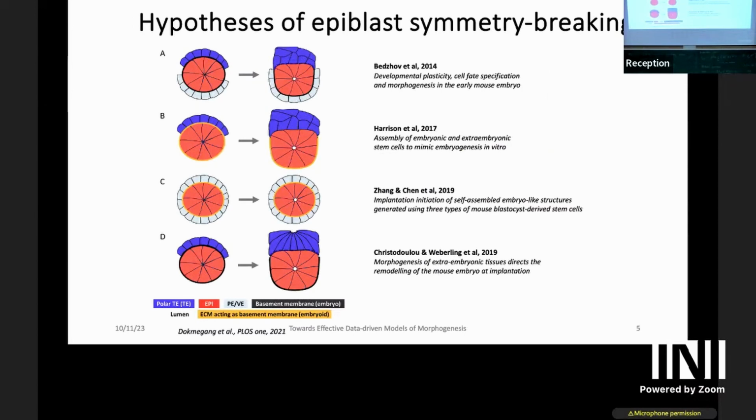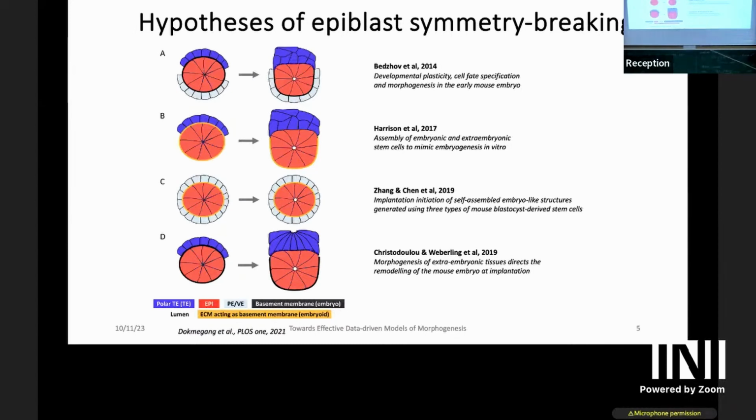So what drives then the epiblast movement and its shaping? There have been hypotheses in the literature. The first discovery of the cup shape of the epiblast came with this study. They found out that the epiblast was indeed kind of spherical in the beginning, and then it broke its symmetry and transformed into a cup.